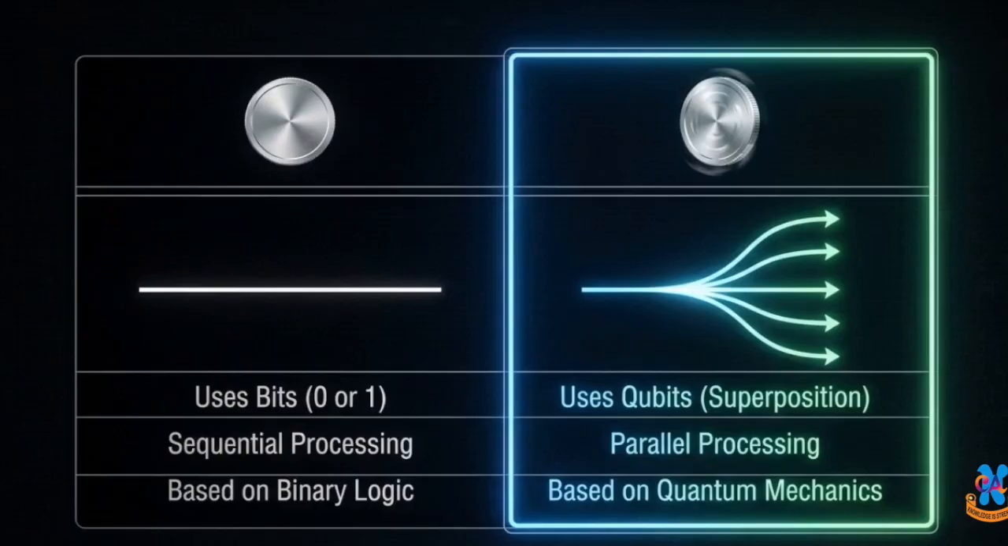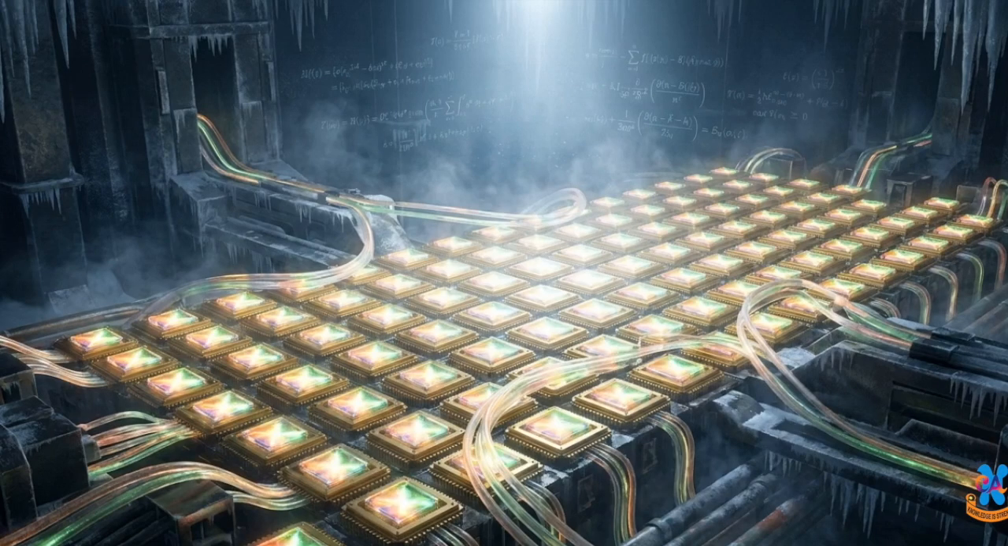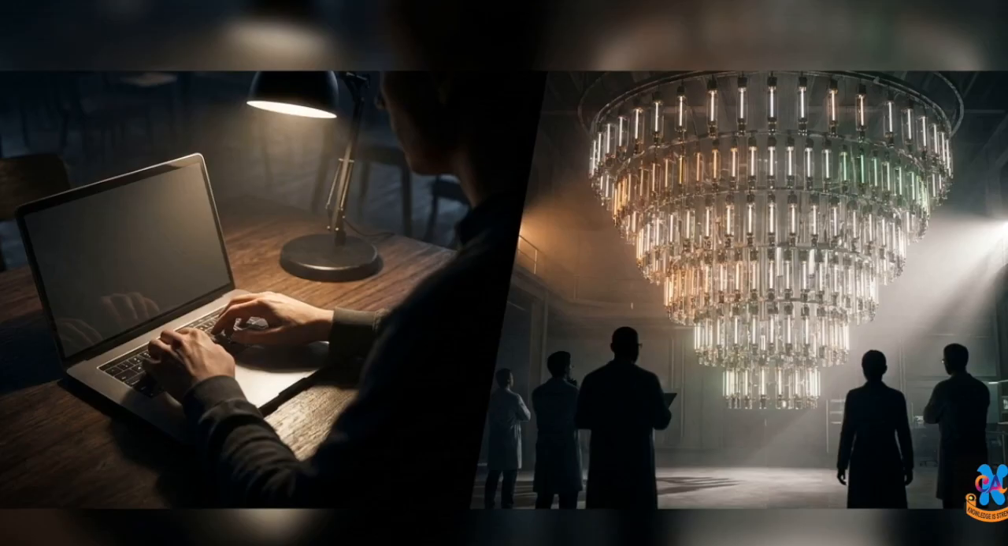For those studying for exams, this table summarizes the shift. Classical systems use bits and sequential processing, while quantum systems use qubits and parallel processing. Quantum computers are specialized tools designed for mathematical tasks that classical logic cannot solve. They are built to complement our current devices, not to serve as general replacements.